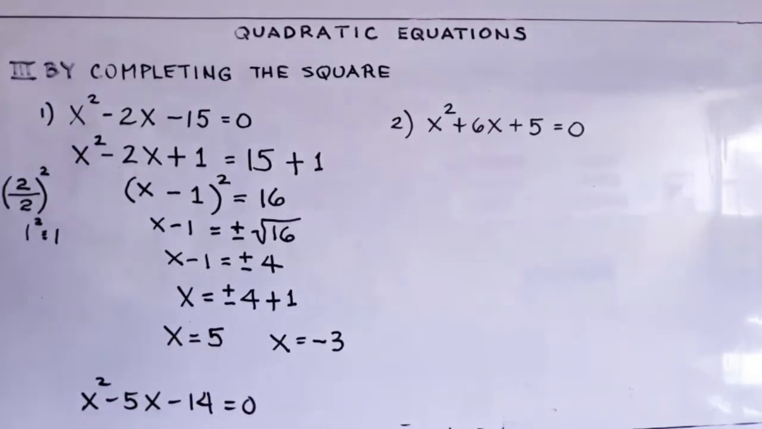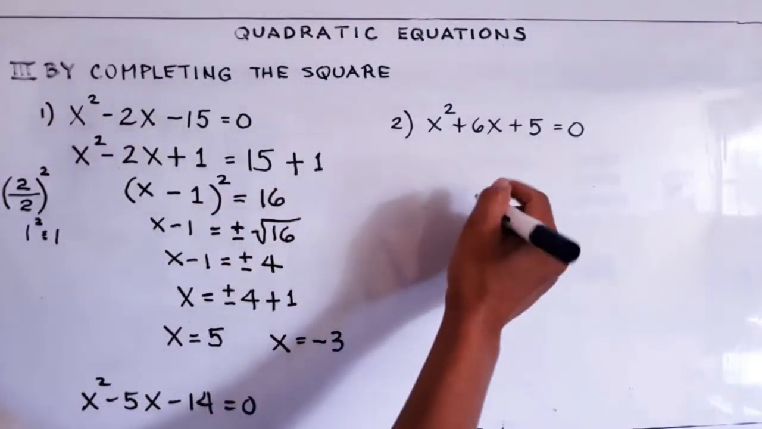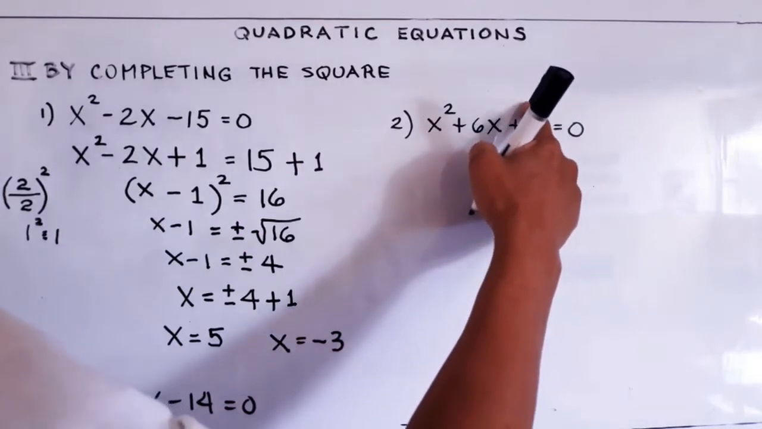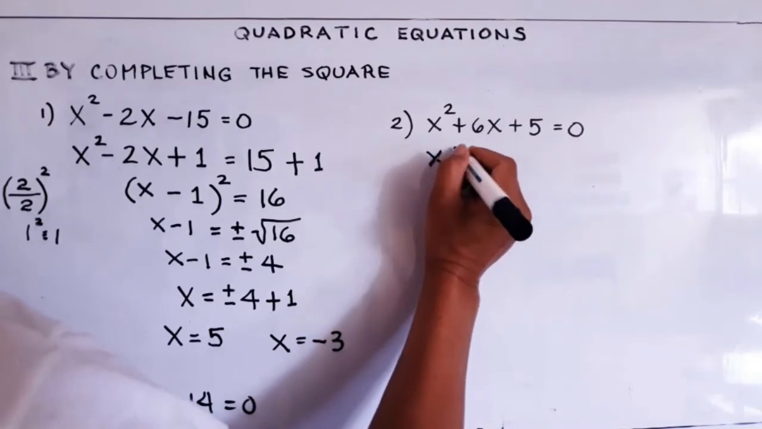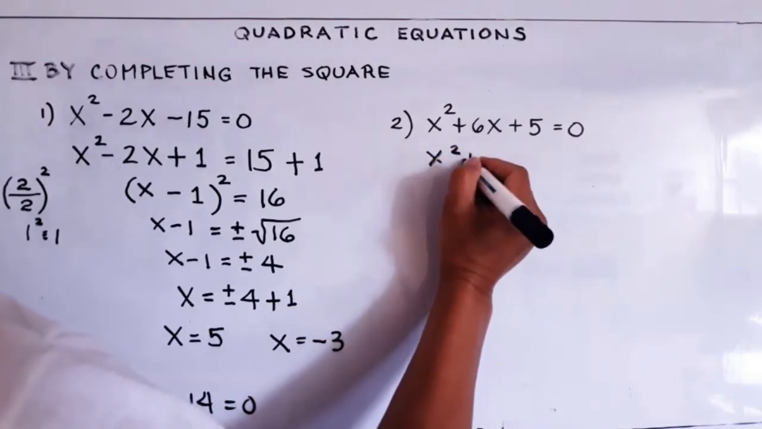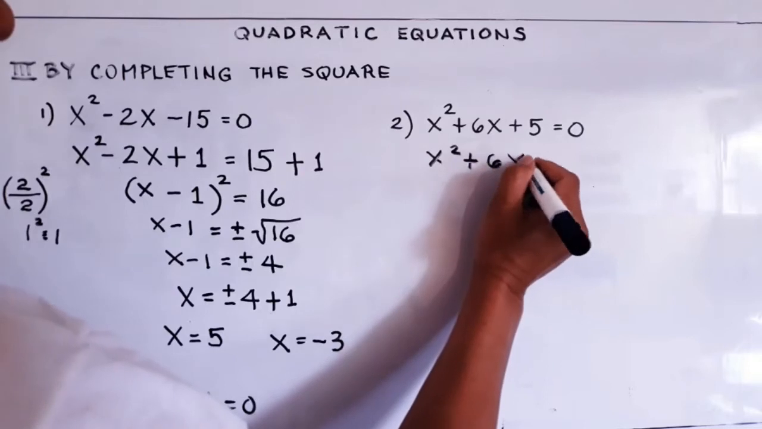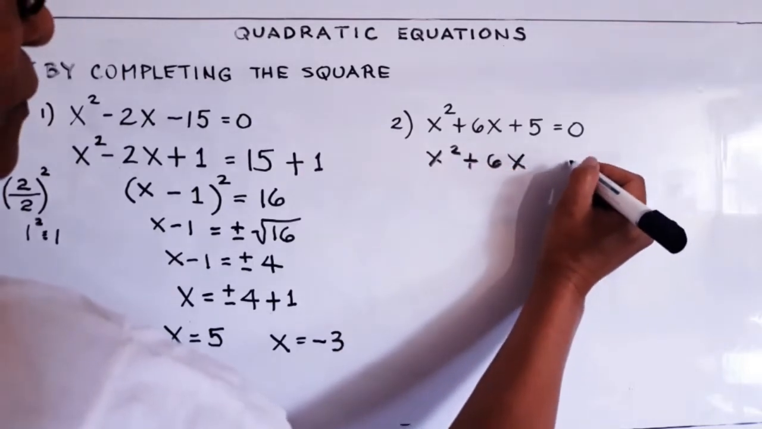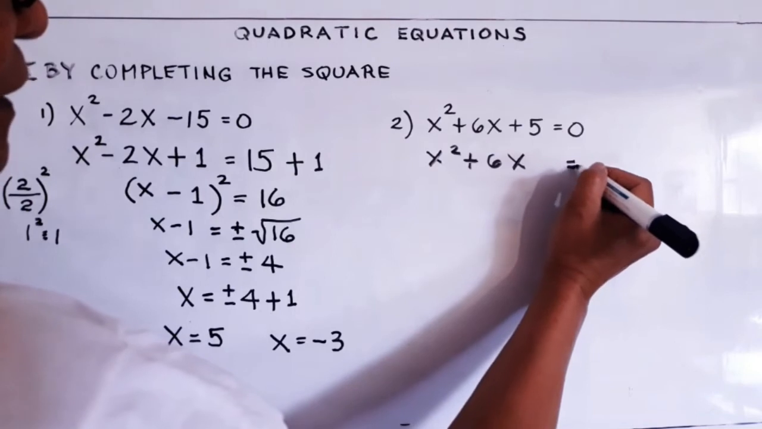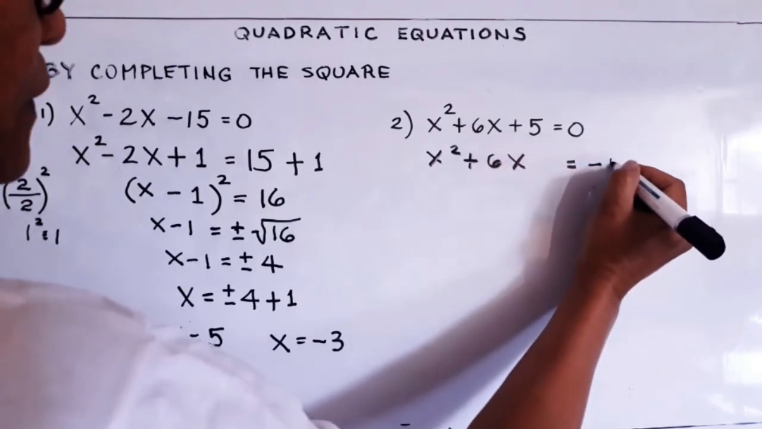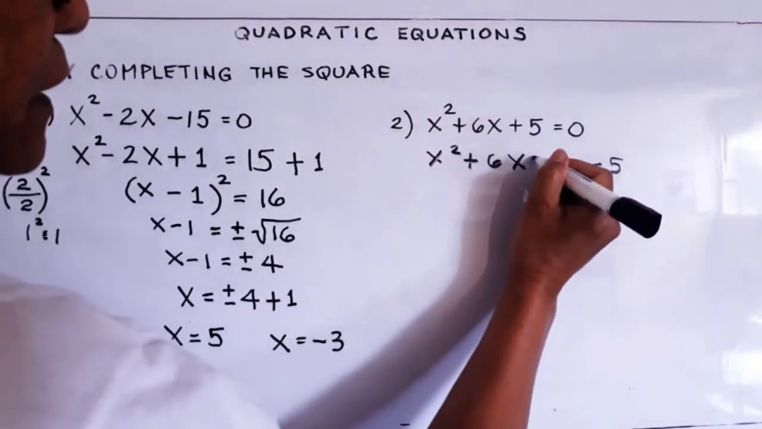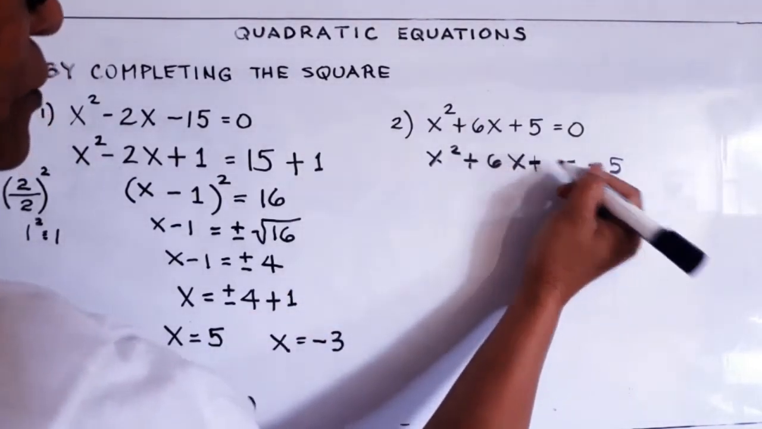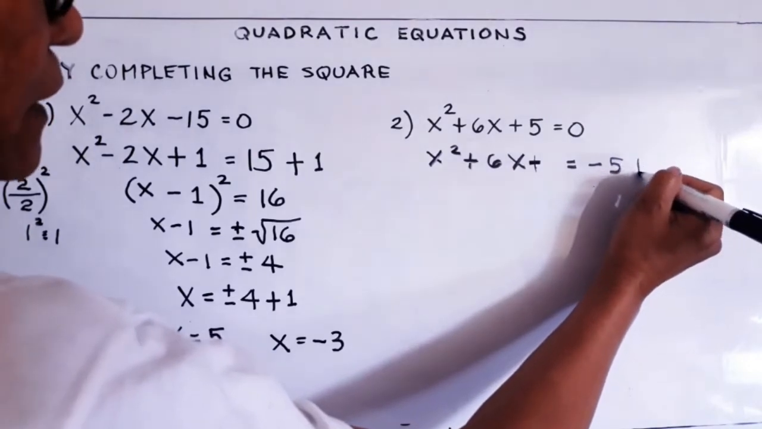Okay, let's have number 2. So for number 2, again, we transpose 5 to the other side. We have x squared plus 6x. And then I'm going to leave some space for the number there. We have a negative 5 here. Okay. Now we are going to add something here. We will also add that one on the other side. Plus.